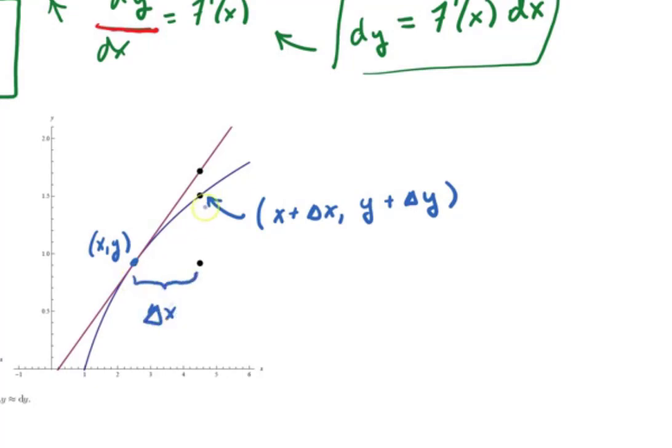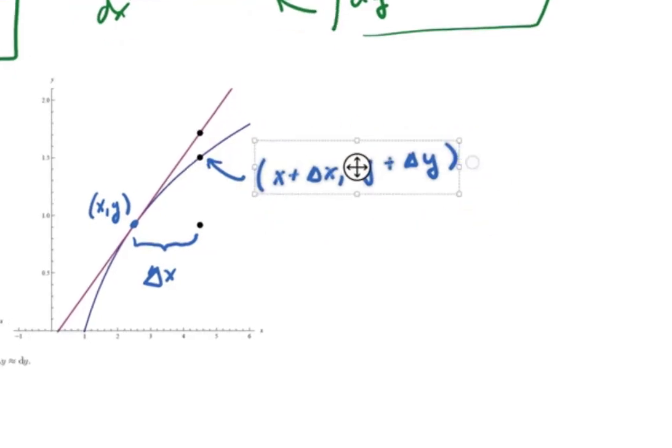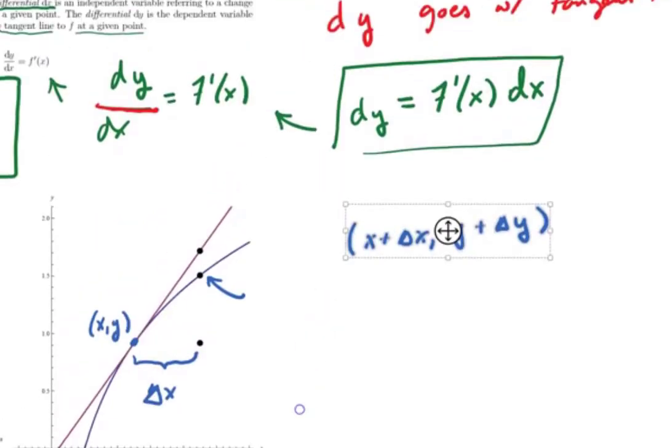And then what is delta y? Again, I need to move this ordered pair out of the way. We'll just take this part of it. All I've done is move it out of the way. And so this distance right here is our delta y.